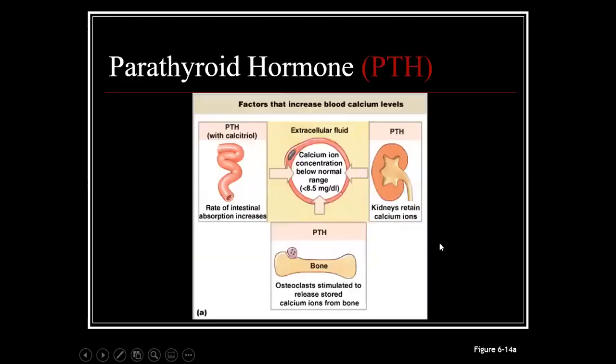So the parathyroid hormone actually has a whole lot to do with lots of things. But let's say that you need it to increase your blood calcium levels. Your rate of intestinal absorption will increase. Your kidneys will start to retain calcium ions, so you won't pee them out. And your bone will break down. Your osteoclast will break down your bone if you need more calcium ions in the blood.